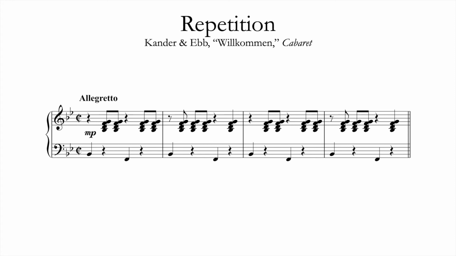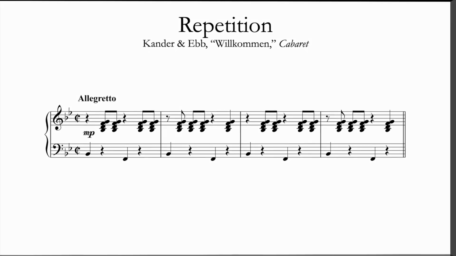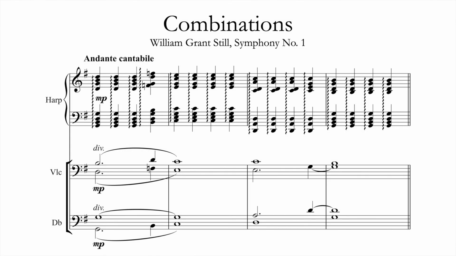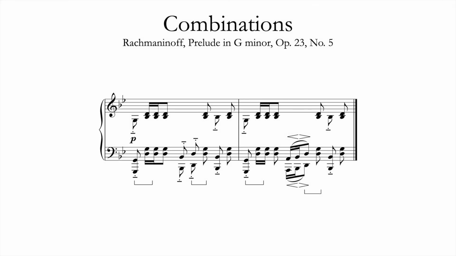More sophisticated textures can be created by combining two or more methods, as in the following example from the first movement of William Grant Still's First Symphony, which combines sustained and repeated chords to create a richly textured accompaniment figure. Or this agitated opening from Rachmaninoff's Prelude in G minor that combines arpeggiation and repetition to create one of the piece's principal motives.